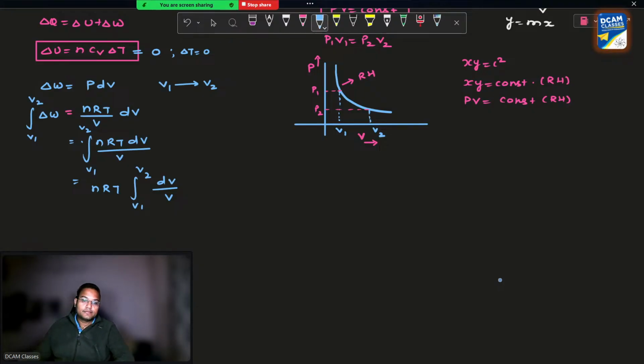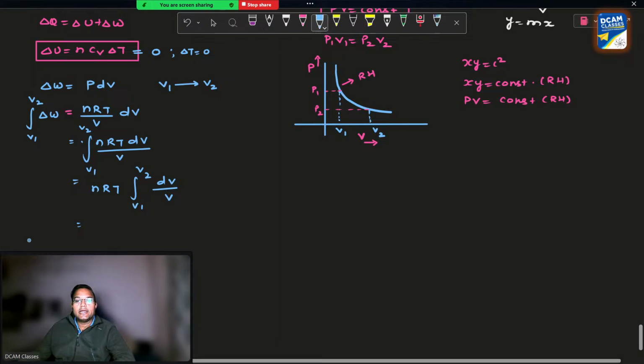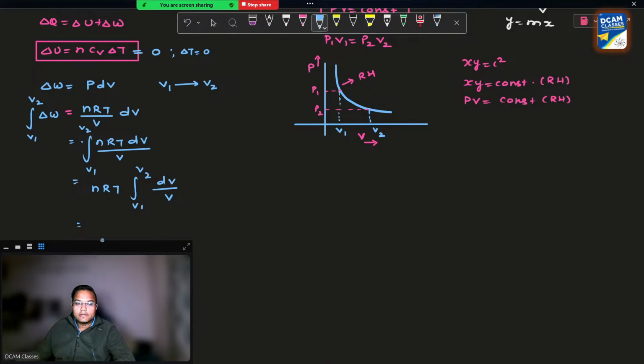Understood? What I did, I made use of PV is equal to nRT. Because pressure was also changing, dV is there, so I brought pressure in terms of volume V. Rest all things are constant, I can take them outside the integration. Then to find out the total work, I actually integrated. Integration means adding up all the work done in small intervals.